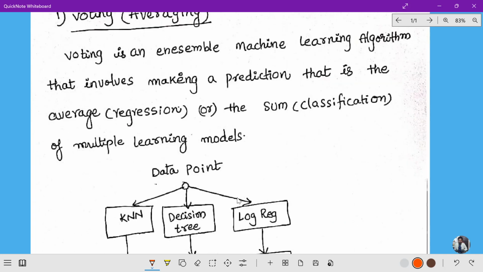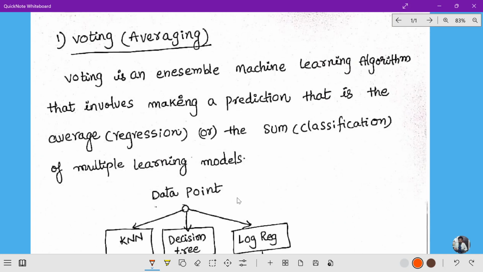What is the meaning of voting? Remember, voting is also called averaging. Voting is an ensemble machine learning algorithm that involves making a prediction that is the average, regression, or the sum, classification, of multiple learning models. So in voting, we predict the output based on the average or sum.